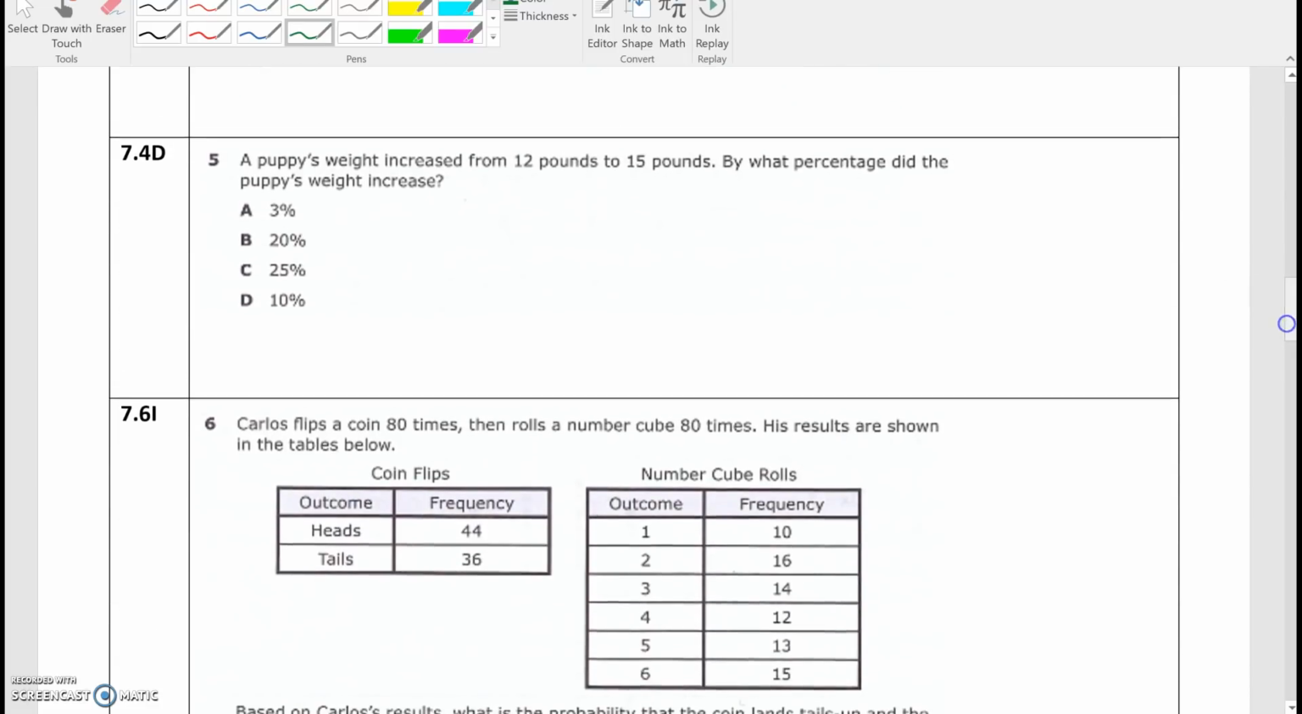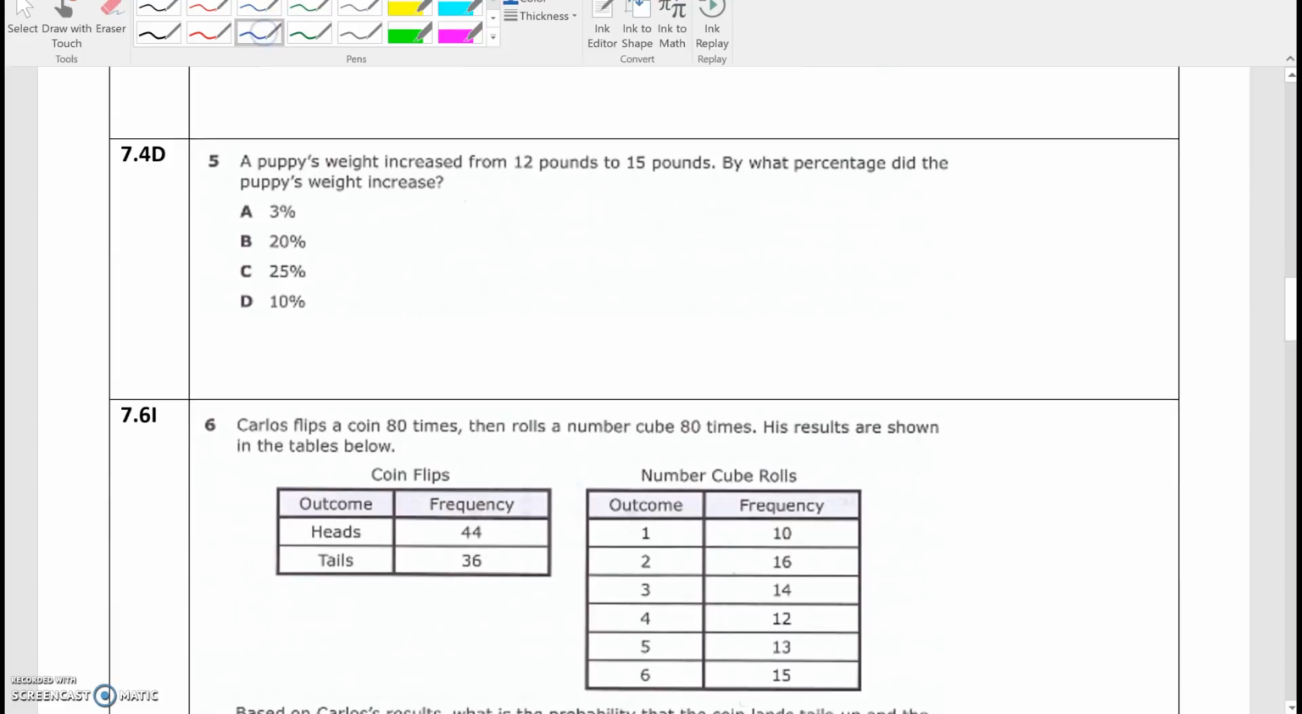Okay, so now we're on to number 5. It says a puppy's weight increased from 12 pounds to 15 pounds. By what percentage did the puppy's weight increase? So we're looking for a percentage of increase, right? We know percent means we set up a proportion, okay? But it said percent increase. So if you remember, if it's a percent increase or a percent decrease, then our proportion is a little different.